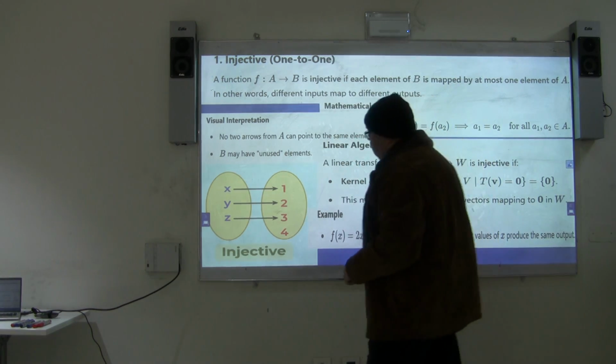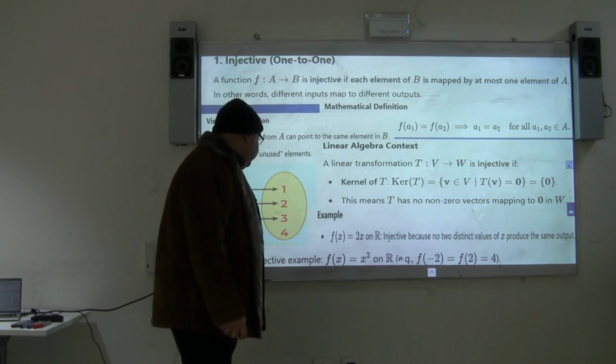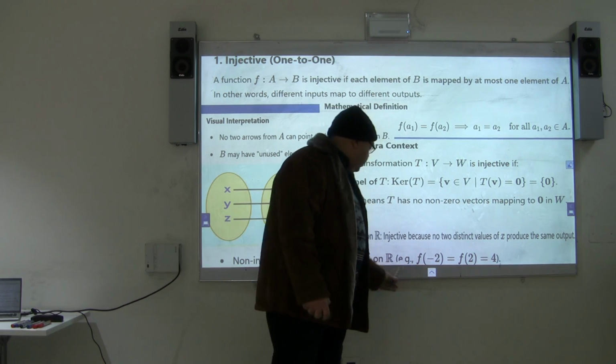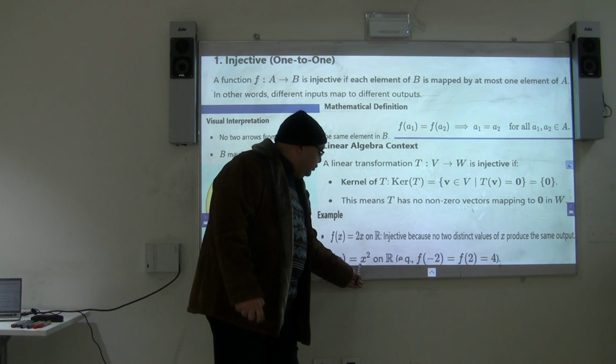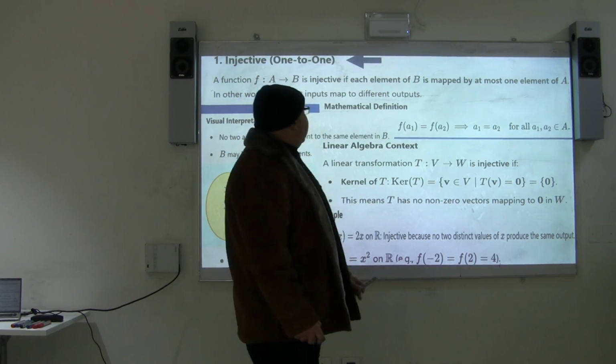So once more, as I told you, that's a very good example. For non-injective examples, f of x equal to x squared: if you substitute x by negative 2, it will give you 4. If you substitute x by 2, it will give you also 4. This is why it's not injective.